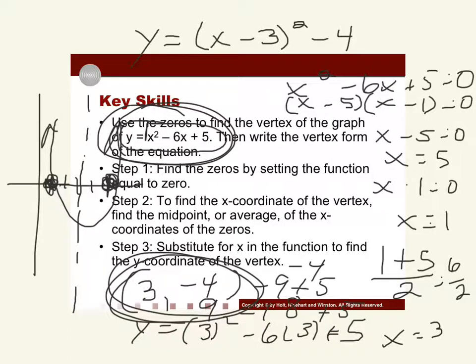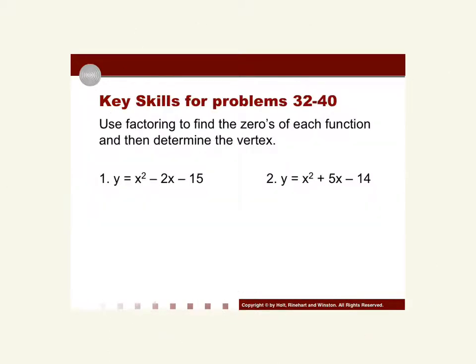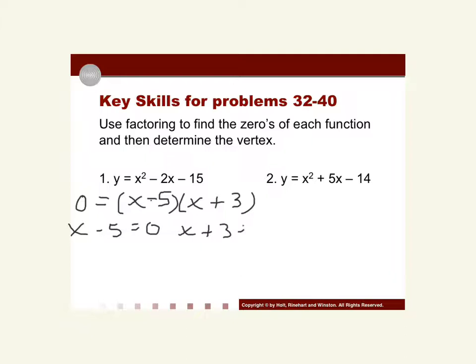Now I've written it in vertex form. So let's take a look at a couple of examples here. For this first one, we have to find the zeros. So we go 0 equals, and we put this in factored form. The factors of a negative 15 that add up to a negative 2 are negative 5 and a positive 3. Then I set each of those factors equal to 0, and I get x equals 5 and x equals a negative 3.